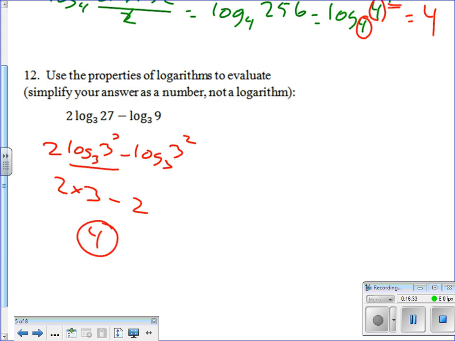Or you can combine them up into one logarithm and you'll get the same thing. You'll end up with the same thing in the end if you combine them up in one logarithm. Okay? Sometimes it's easier to simplify them first. Sometimes it's easier to put them together and then simplify, depends upon the problem. Either way would work.